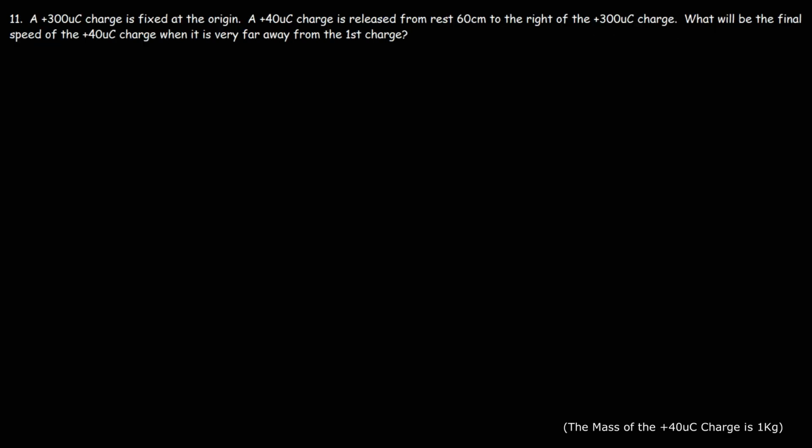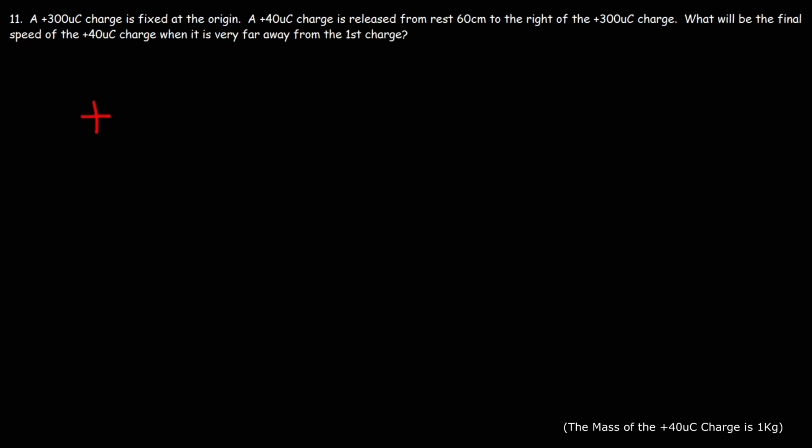Number 11. A 300 microcoulomb charge is fixed at the origin. A 40 microcoulomb charge is released from rest 60 centimeters to the right of the 300 microcoulomb charge. What will be the final speed of the 40 microcoulomb charge when it is very far away from the first charge? So let's begin by drawing a picture.